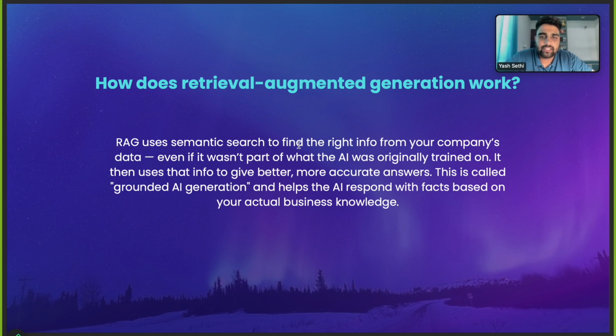So RAG uses semantic search to find the right info from your company's data, even if it was not part of what the AI was originally trained on. It then uses that info to give better, more accurate answers. This is called grounded AI generation, and it helps the AI respond with facts based on your actual business knowledge. There might be a possibility that the LLM is not trained on your company data, but that's why we have RAG. RAG trains this LLM at runtime. This is what RAG is used for.